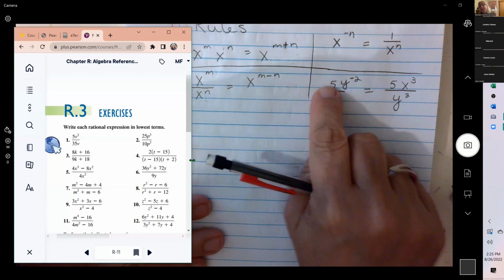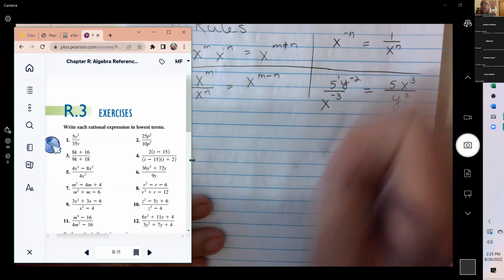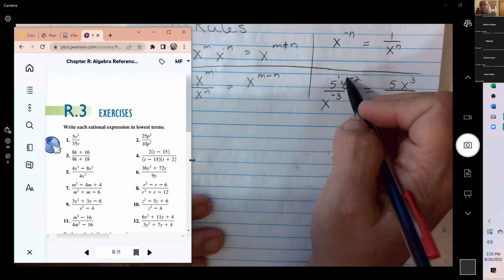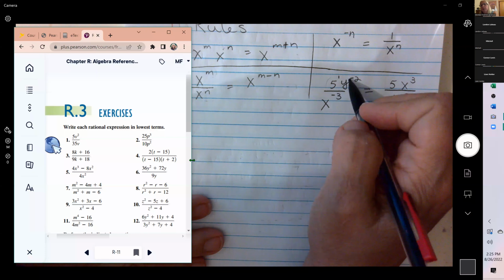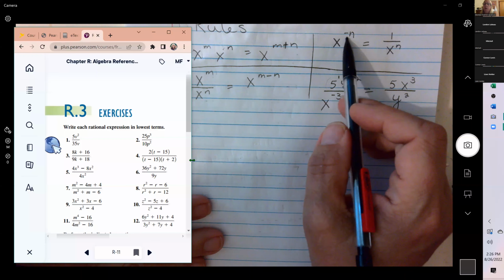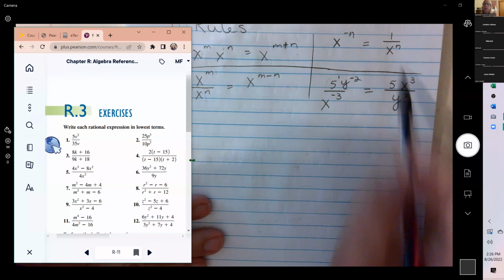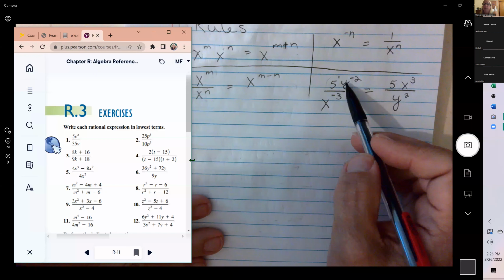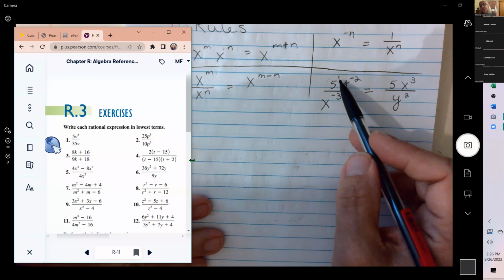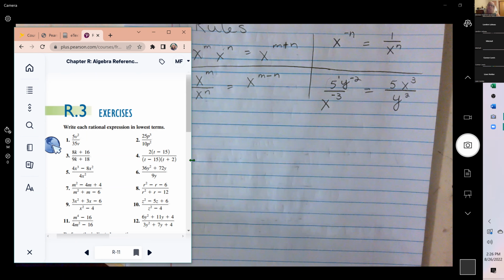The 5 doesn't go with the y. This is 5 to the first power. If it was going to be to the -2, then this would have had to have been in parentheses. So you should always end with positive exponents. And to do that, you just move it into the denominator or the numerator. But moving a variable up or down changes the sign of the exponent.